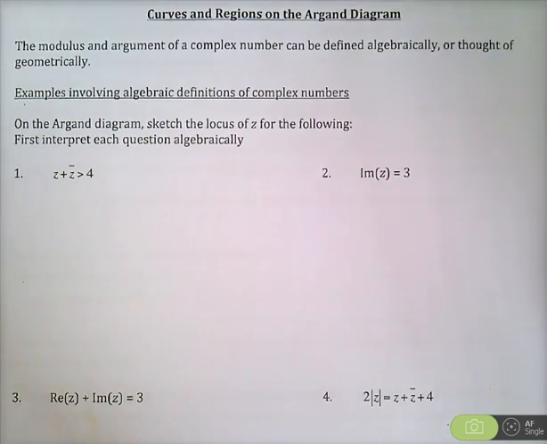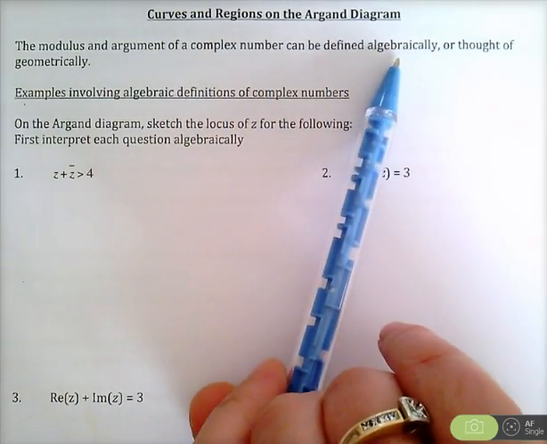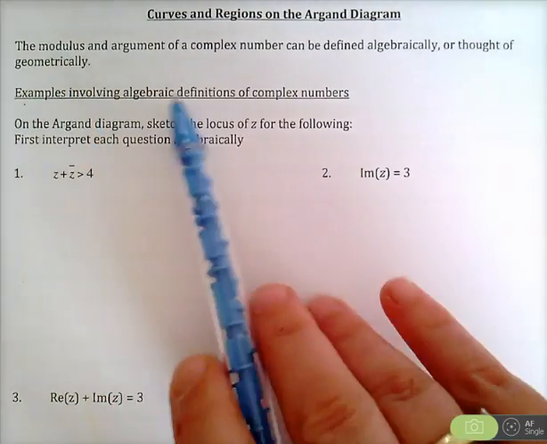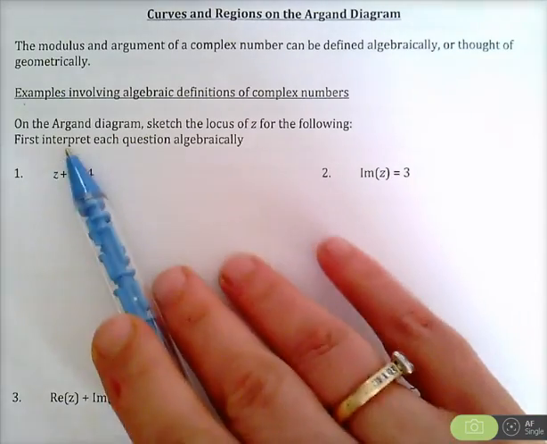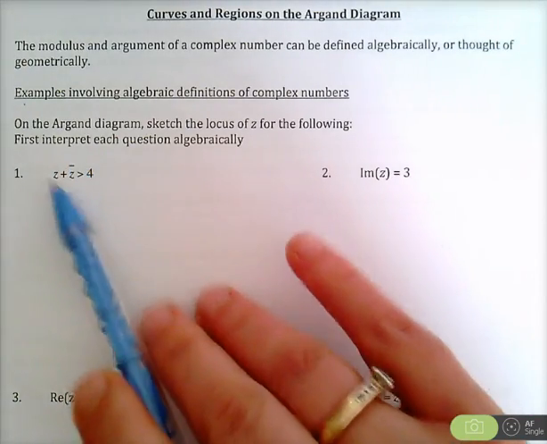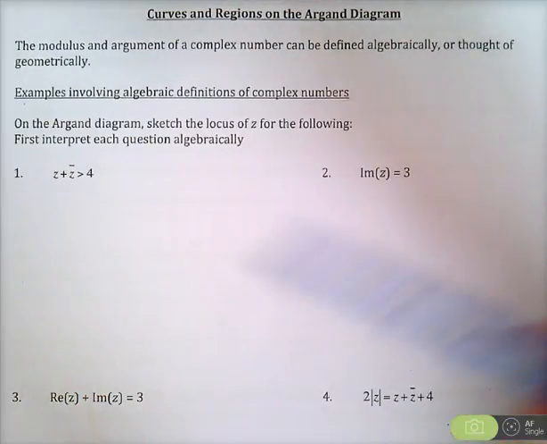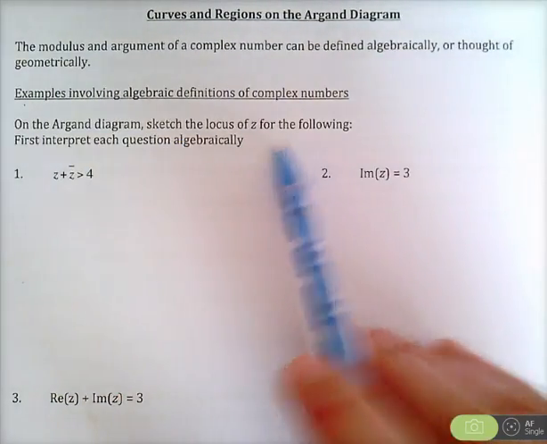Okay, this is page 37 of the complex numbers workbooklet, and we're looking at curves and regions on the Argand diagram. Now, the modulus and argument of a complex number can be defined algebraically, or we can think of them geometrically. We're just looking at some examples involving algebraic definitions of complex numbers. For example, you may be asked to sketch the locus of Z for the following situations. In each of these, we're going to interpret them algebraically and then sketch them. So on the Argand diagram, sketch the locus of Z for the following.